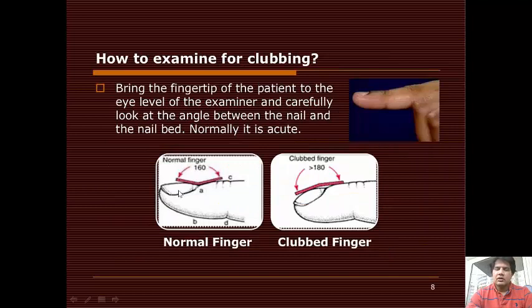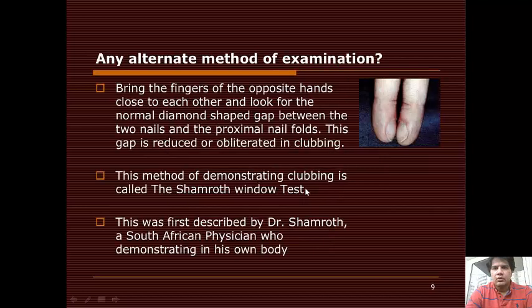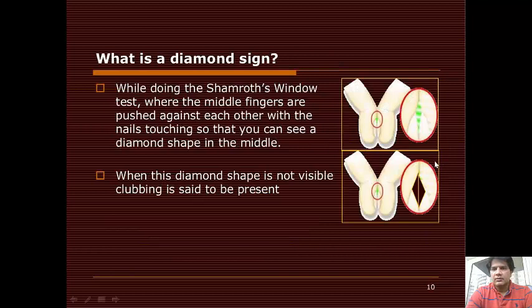So how to examine? Normally you will have the concavity, and this will become convex once you have the bulbous enlargement. So you will have a clubbed finger. This can be done by formally doing a test, but you can just inspect. You can check the diamond-shaped gap between the nails. This gap is reduced or obliterated in clubbing. This is called the Schamroth window test. The window which is normal gets obliterated in clubbing.